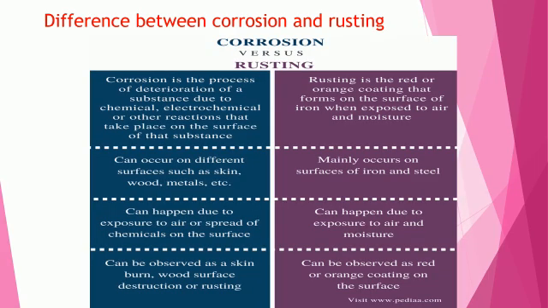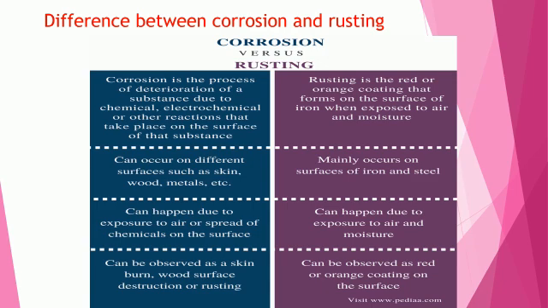We have already done corrosion and rusting. Both are oxidation processes, but both processes are different. Corrosion is a process of deterioration of a substance due to chemical, electrochemical, or other reaction that takes place on the surface of other substances. Rusting is the red or orange coating that forms on the surface of iron when exposed to air and moisture. Corrosion can occur on different surfaces such as skin, wood, metals, etc. Rusting mainly occurs on surfaces of iron and steel.